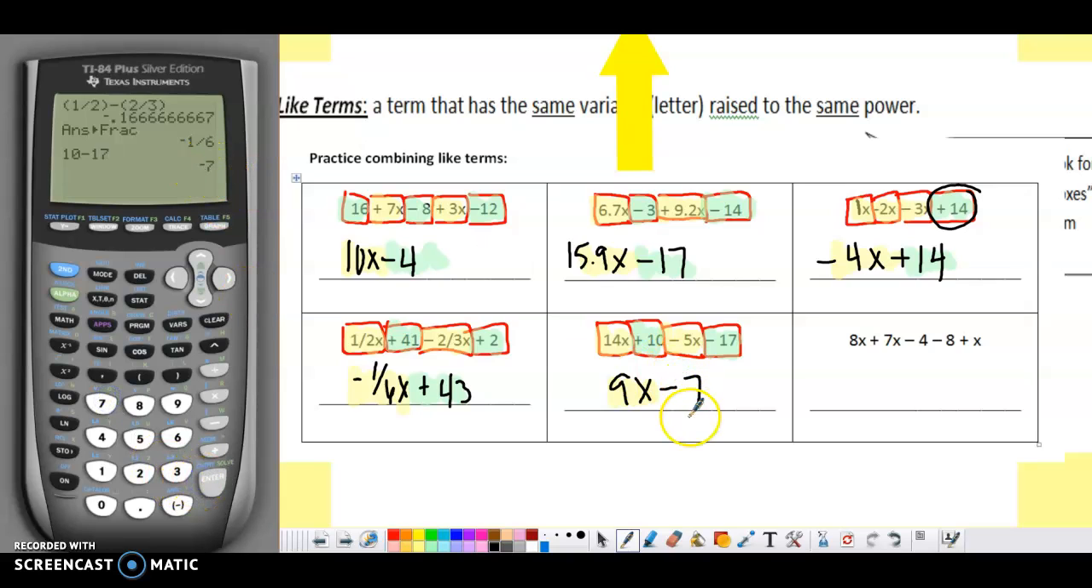If I move back to the front one, 41 plus 2 gives me a positive 43. So make sure when you write your answer down, you're putting that plus 43 because it's a positive 43.